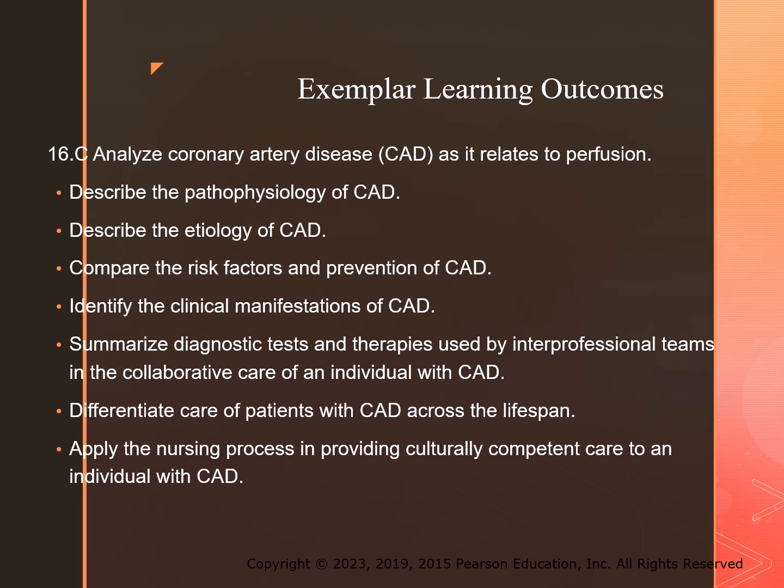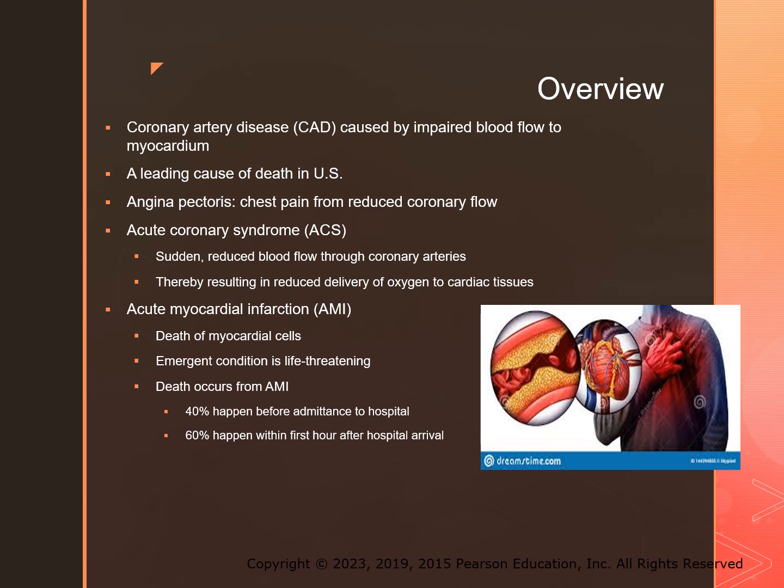There's multiple diagnostic tests to use for diagnosing CAD. How do you differentiate care across the lifespan? And you do see CAD more in the older adult, but younger people do have it depending on other underlying conditions. And how do we apply the nursing process? So how do we assess and implement and those kinds of things?